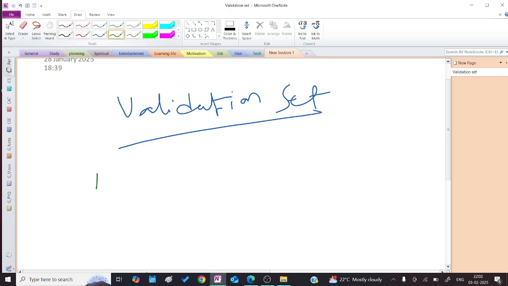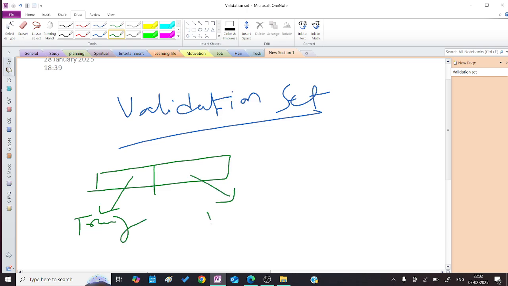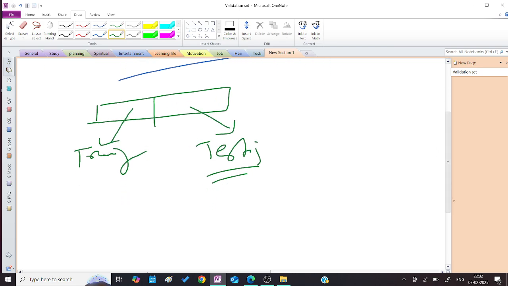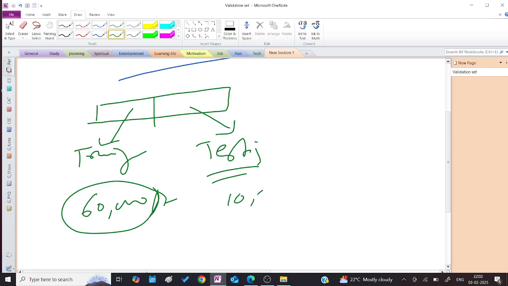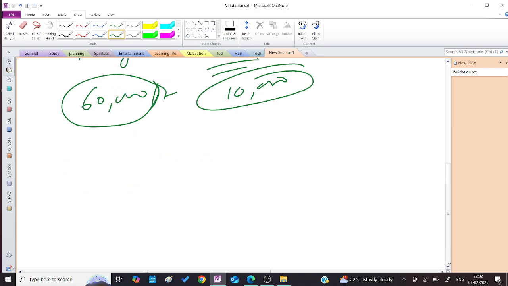What actually happens is that all the data sets are divided into two parts, right? One is training and the second one is testing. Like MNIST has 60,000 images for training and 10,000 images for testing.